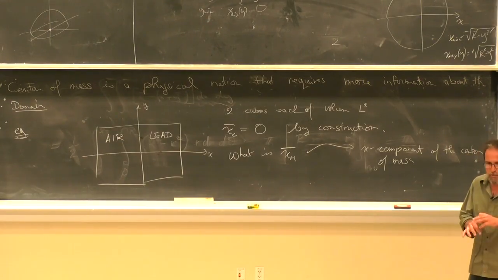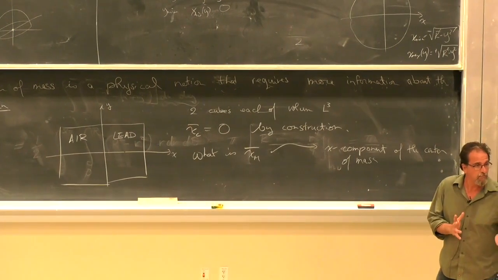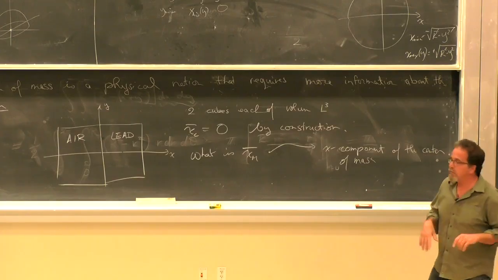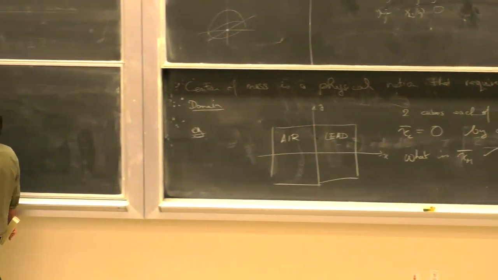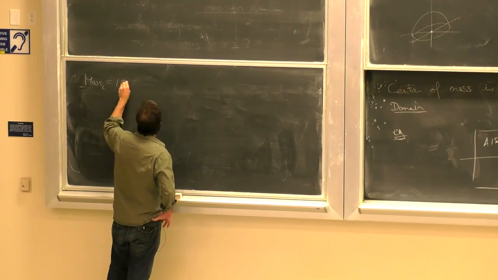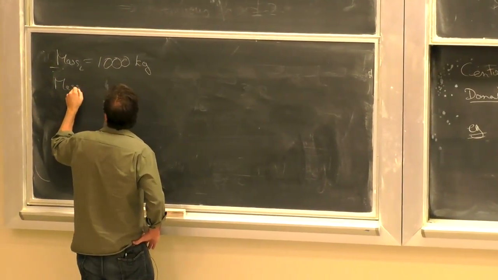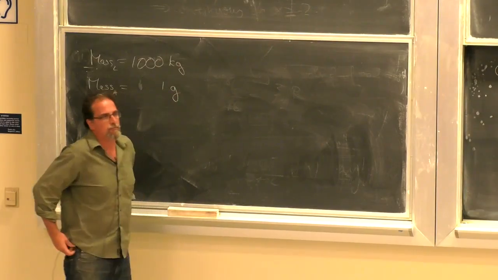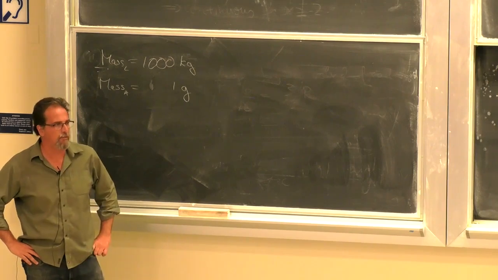So you can go to Wikipedia or wherever you go to find your information about lead and air. I don't know what the density of lead is. I just used the word density. But let's say that the total mass of lead is 1,000 kilograms, and the mass of air is 1 gram. So a factor of 10 to the power of 6, a million times. I don't know if that's true.